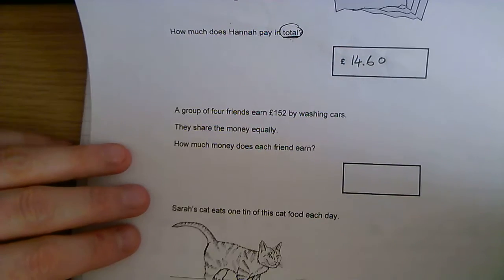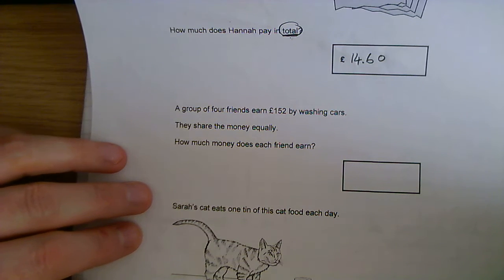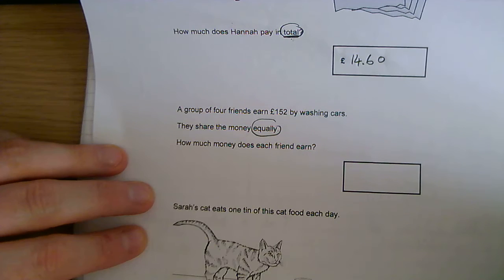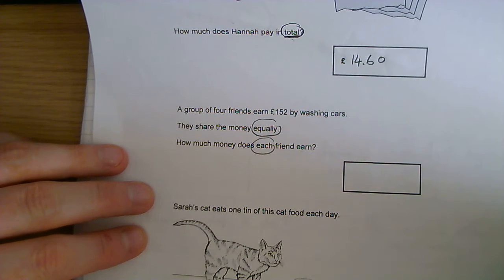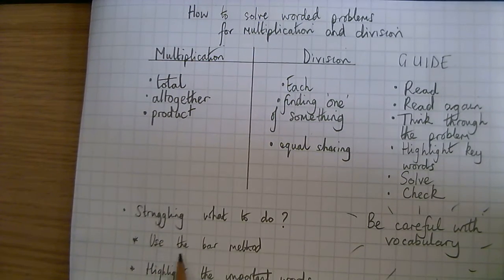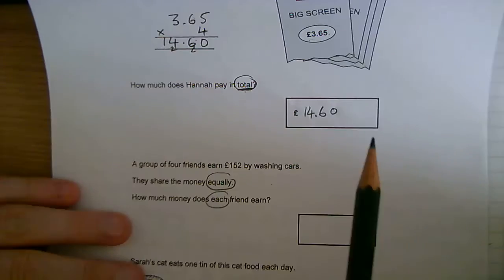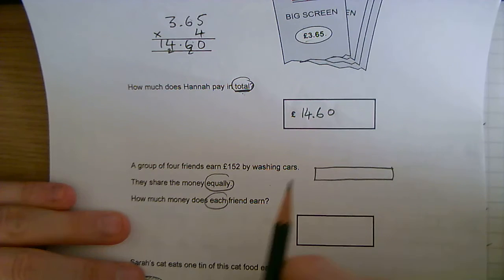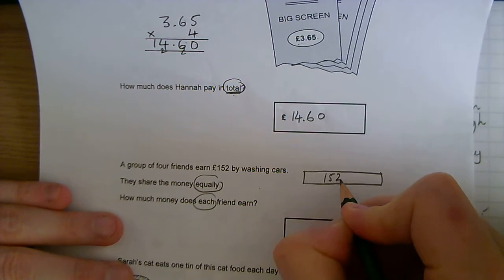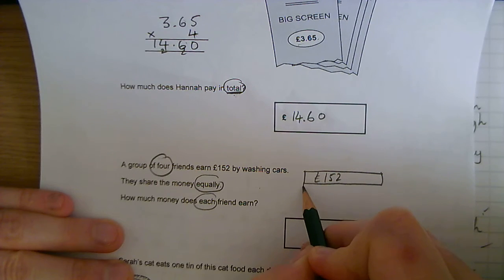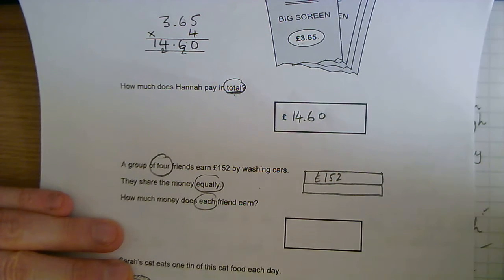A group of friends earn £152 by washing cars. They share the money equally. How much does each friend earn? Right, let's say I'm not sure what to do. Let's look at our strategies. Let's try this one. Use the bar method. So I'm going to draw a bar, which is all the money. Imagine all the money lined up. £152 of it. And we've got our 4 friends. And they get to share the money equally.